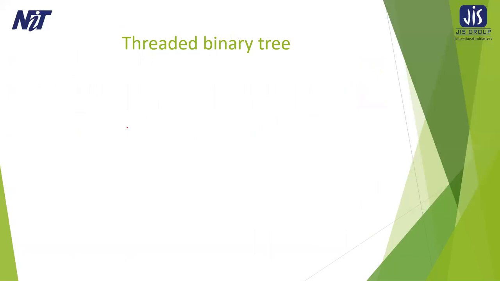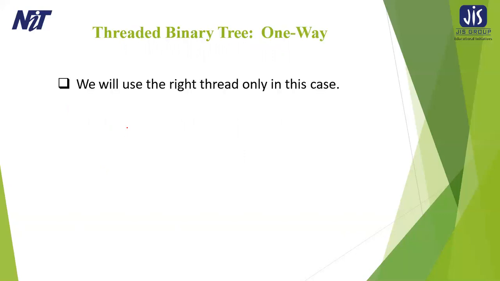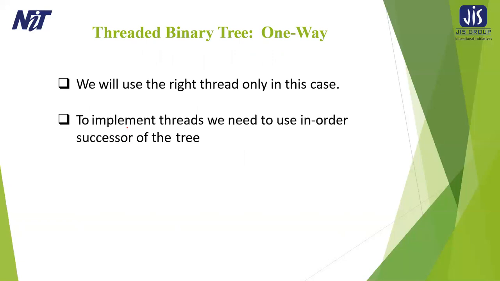So now, what is a threaded binary tree? We can distinguish two different types: one is the one-way threaded binary tree, and another is the two-way threaded binary tree. First, we discuss the one-way threaded binary tree. Let's take an example and discuss. In a one-way threaded binary tree, we use the right threads only, and to implement threads, we need to use the in-order successor of the tree.